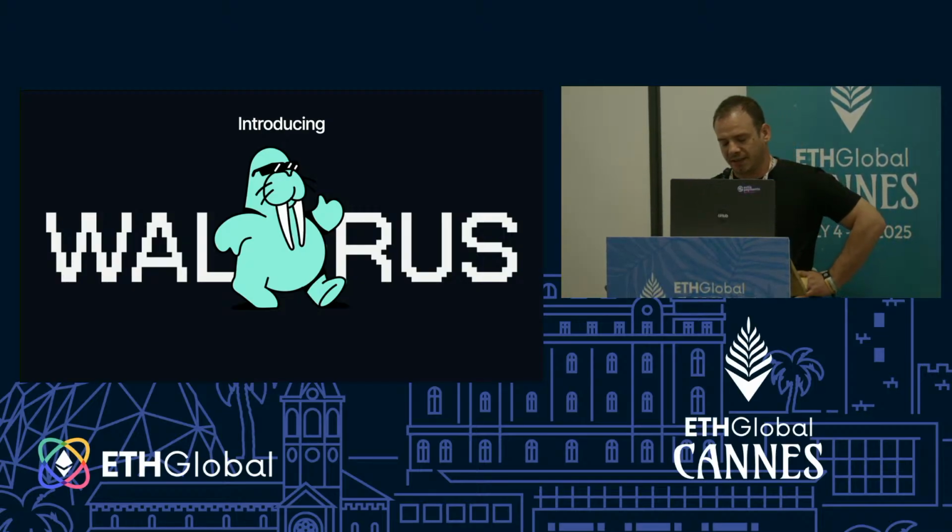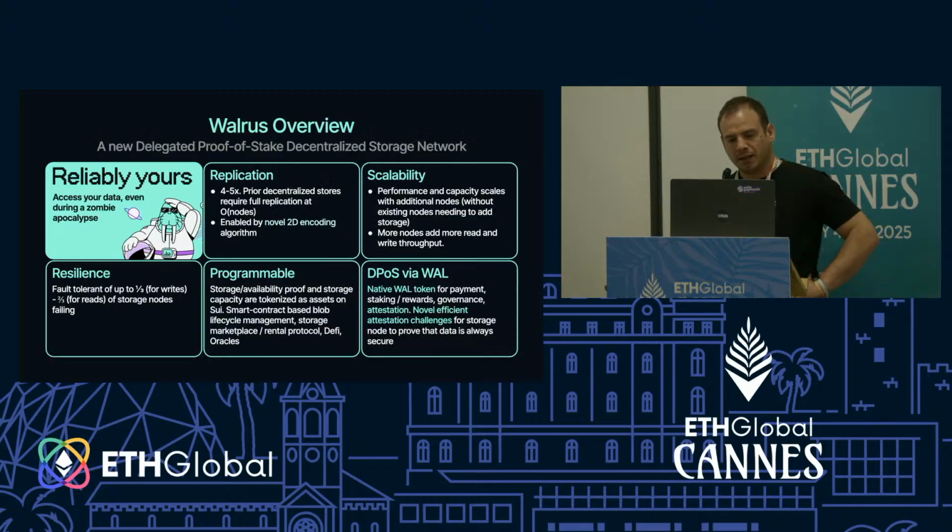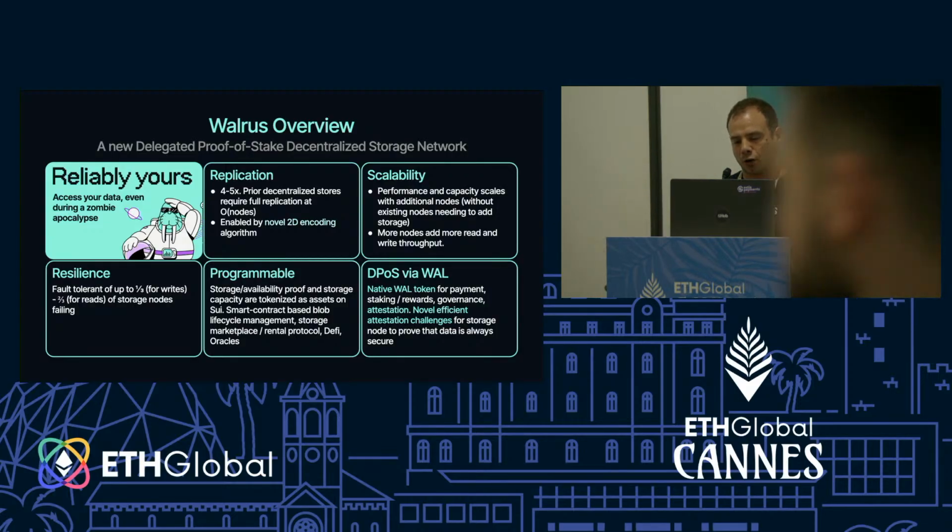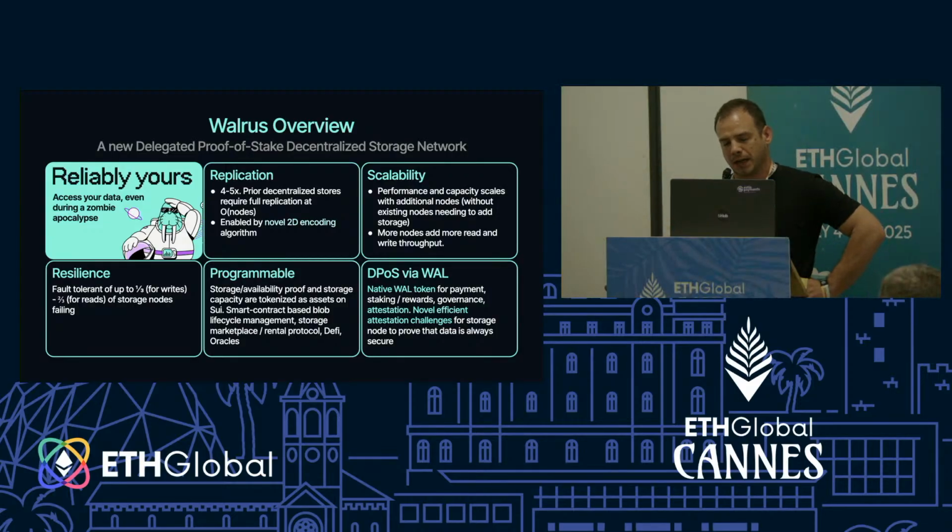Walrus is decentralized storage, which makes things quite simple. It's delegated proof of stake. The data is reliably yours, as you can see. The good things about Walrus and what we have over the competition is that the replication factor is 4 or 5x, which means that if you store 1 megabyte, you will need 5 megabytes on the chain. You don't need that megabyte replicated over 100 nodes, which would mean 100 megabytes.